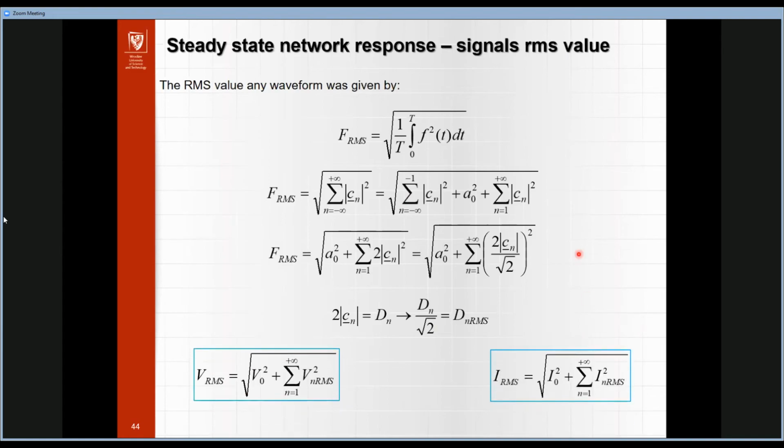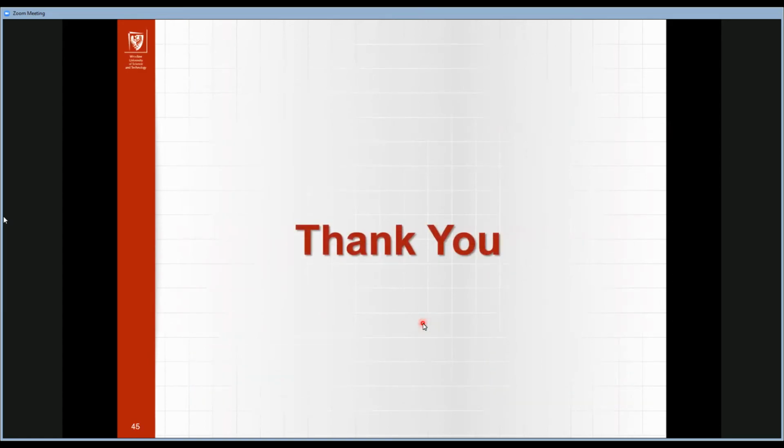Okay, so we can calculate the voltage and the current directly from these coefficients. It could be useful when we have, for example, a spectrum, and we know the voltage, and directly from the spectrum we can calculate the power. So thank you for your attention.